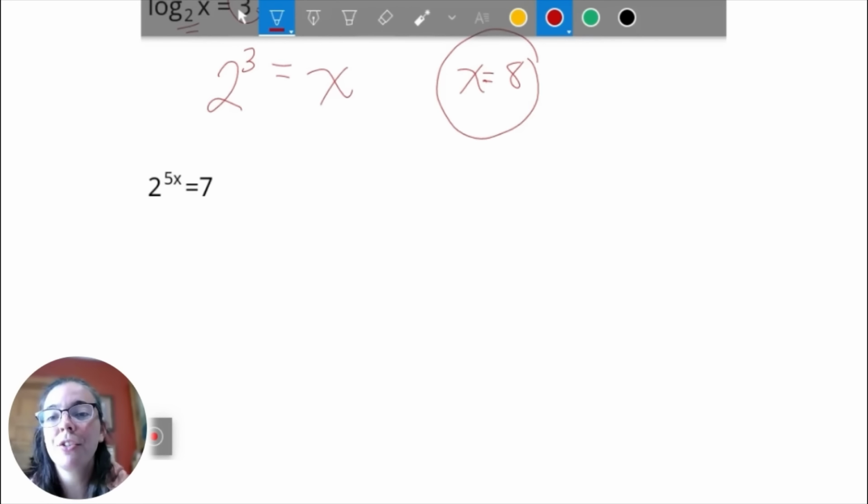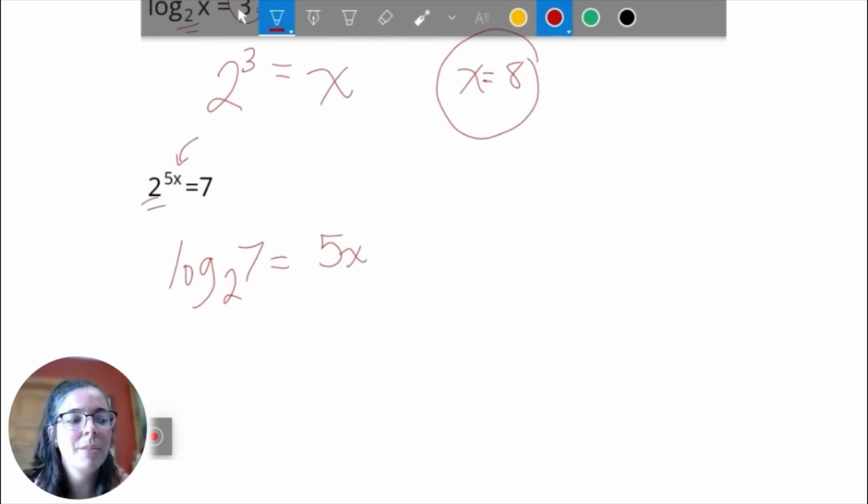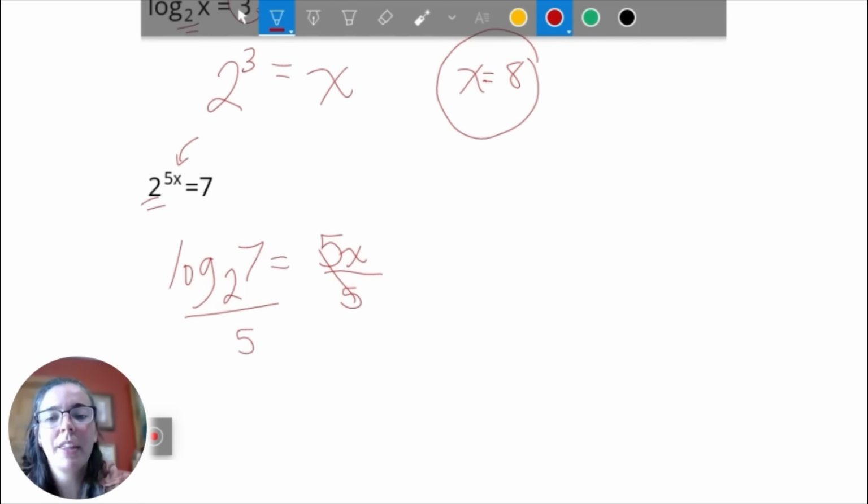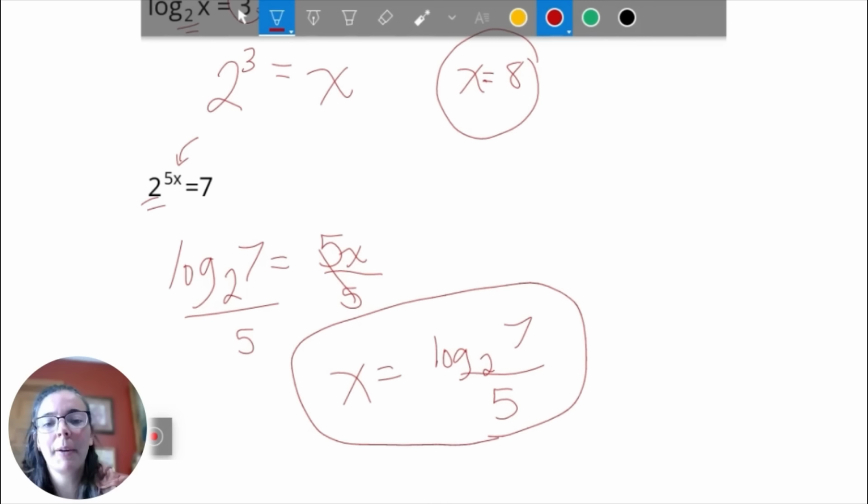Now, if I have an exponential and my variable is stuck up there and I need to solve for that variable, I can write this as a log. So log to the base 2 of 7 is going to equal 5x. Okay, so we could solve for that. And then I could just divide each side by 5. And I would find that x equals log to the base 2 of 7 all over 5. And say this is a multiple choice question. This is exactly what your answer would look like.